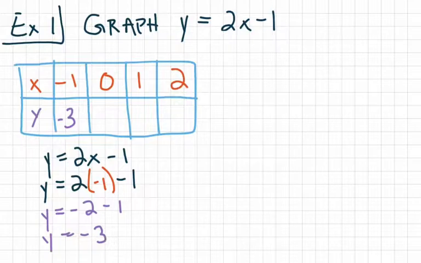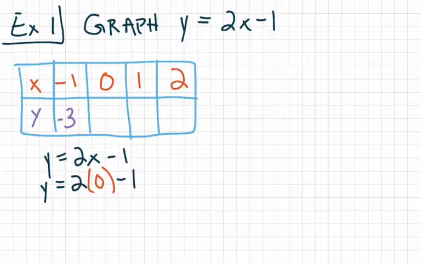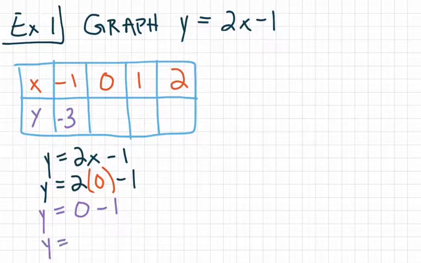So my next value for x is going to be 0. So I substitute 0 in for x. Next line of work, I have y equals 2 times 0 is 0. Bring down the minus 1. So y equals 0 minus 1 is going to equal negative 1. So when x equals 0, y is going to equal negative 1.